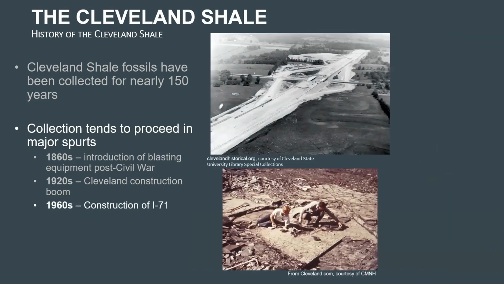And then finally, in the 1960s, we have the construction of I-71. When the interstate system was built, they had to basically bulldoze a swath straight through Cleveland, and as a result, they exposed a lot of fish bones.